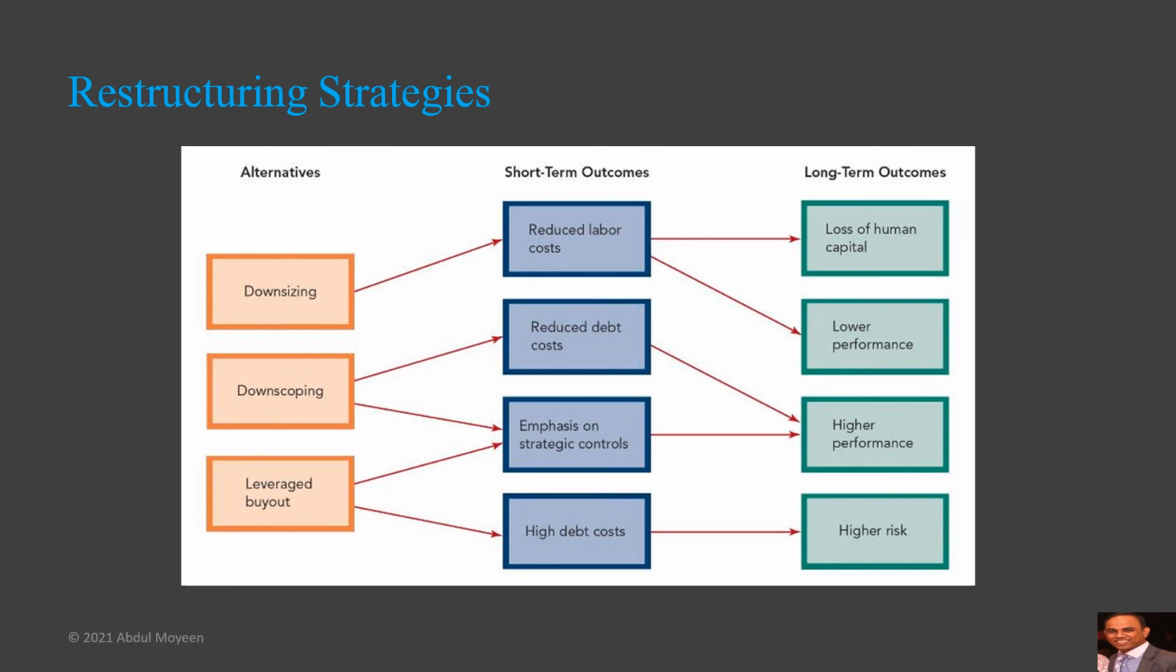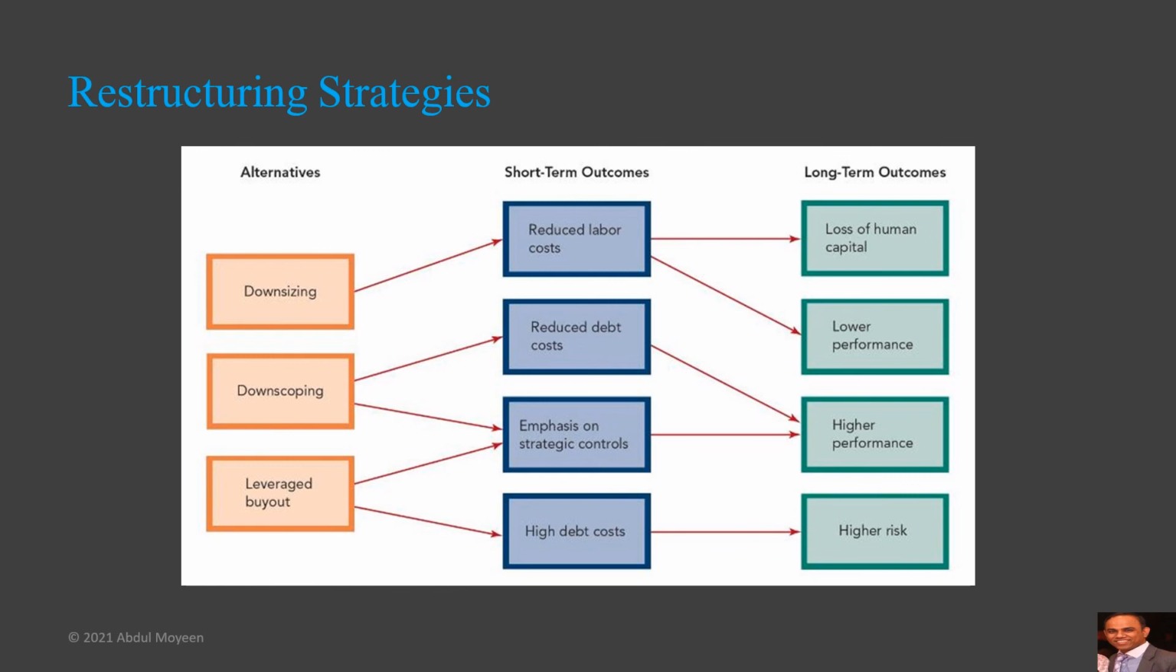And downscoping, you see, it reduces debt cost because we are getting rid of all those business units that are not related to our core business, and that emphasizes strategic control. So that one actually leads to better or higher performance.